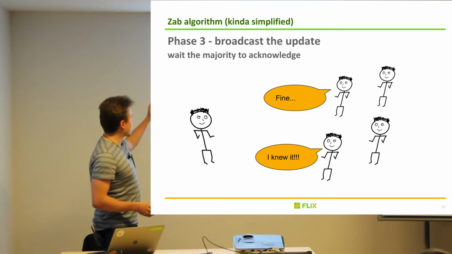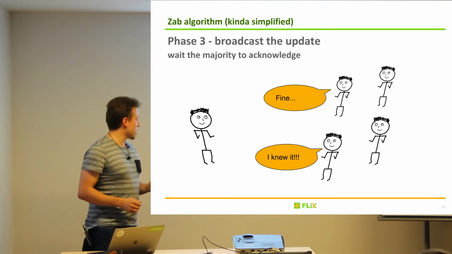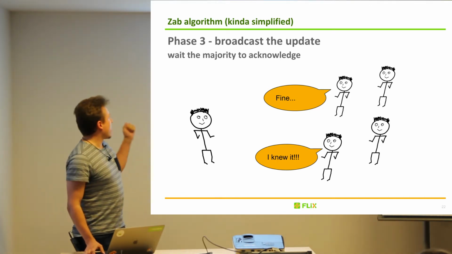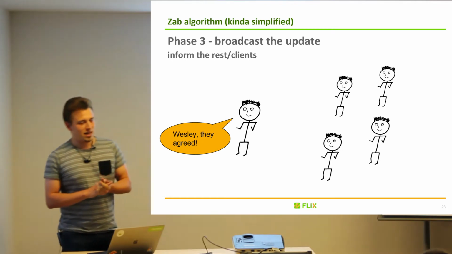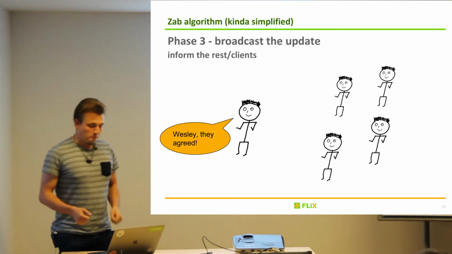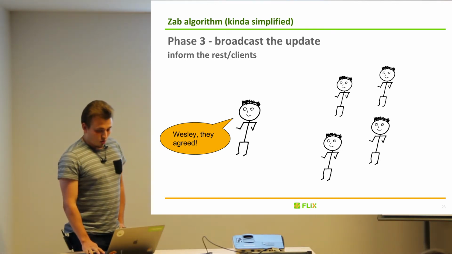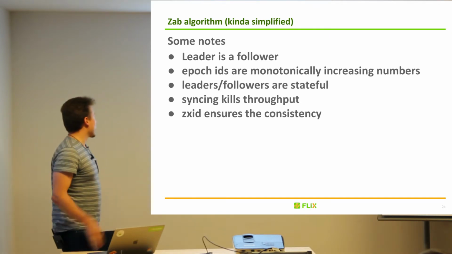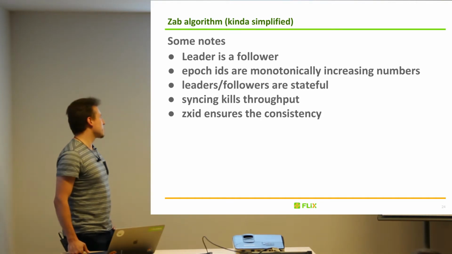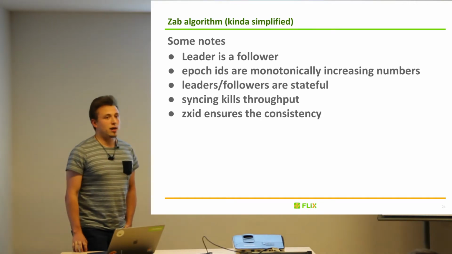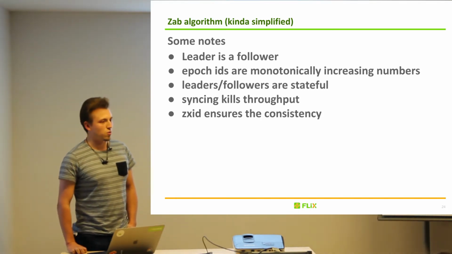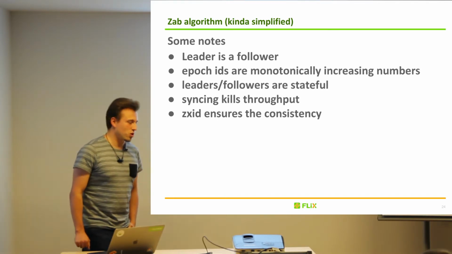But in the end, after the majority acknowledges the decision, the leader has to inform all parties that are interested in this decision, and in case of Zookeeper, it will be a client. So just to wrap it up, once again, leader is a follower. Epoch IDs are monotonically increasing numbers. Also, as you might guess, this brings some issues for synchronization and for implementation, but somehow Zookeeper solves it.